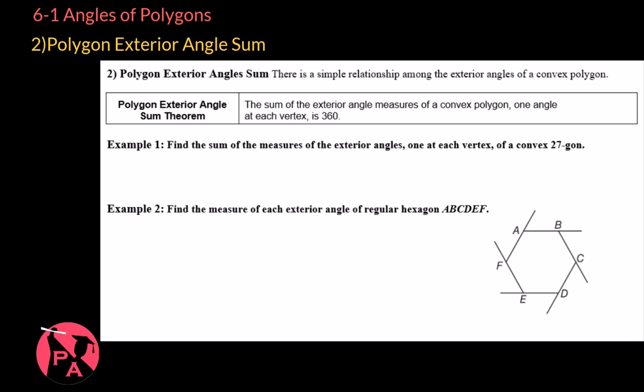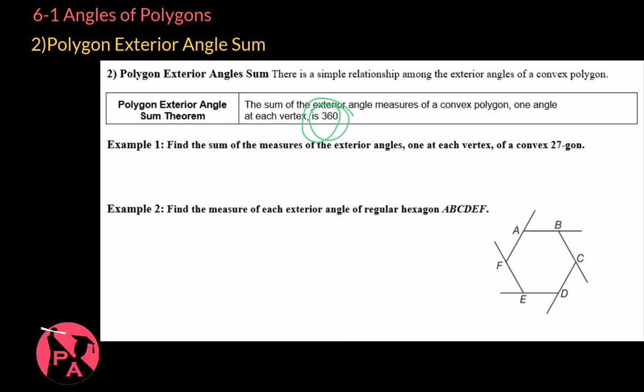Okay, this part is the last section of the lesson. It's about the exterior angles of convex polygons. So this part is usually easier because the only thing that we need to know is that the sum of the exterior angles of a convex polygon is always 360 degrees. It doesn't matter if it's a triangle, a hexagon, or a heptagon, it doesn't matter.